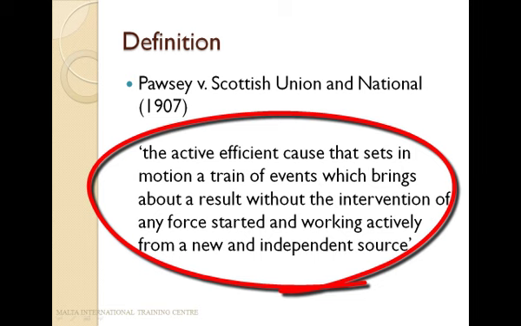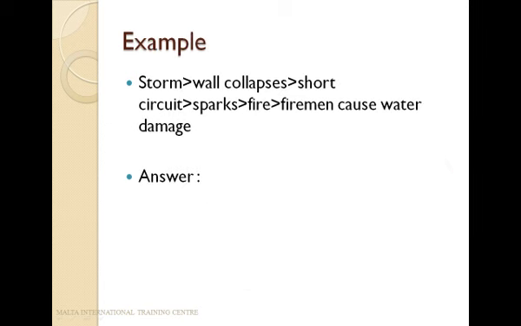In such a classic case, the judge came up with the definition of proximate cause, which is the active, efficient cause setting in motion a train of events bringing about a loss, without any other force influencing such a loss. In simple language, this means that the proximate cause is that cause which causes a train of events leading to a loss. Let us take an example.